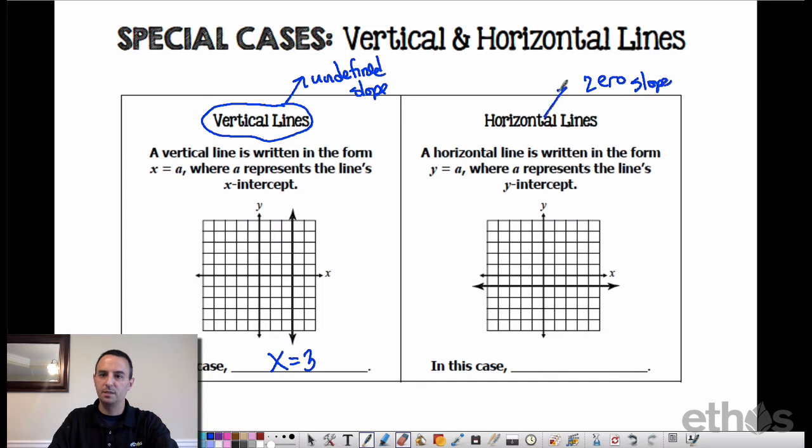Over here, this is a 0 slope. So in this case, you're going to say in y equals a form. So whatever a is, a being the number where it crosses the intercept, that's at -1. Y is equal to -1. No matter what x is, y is always going to be -1. And that's what you're saying with y equals -1.